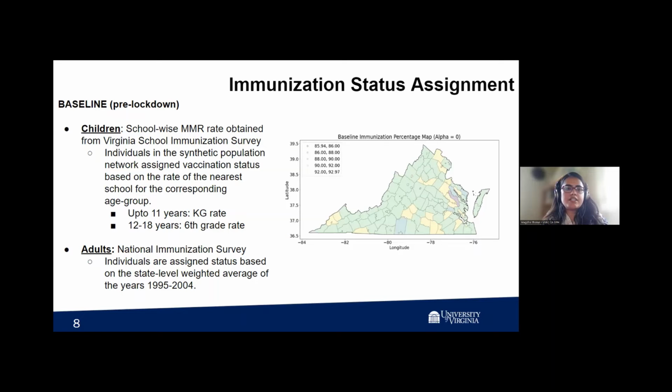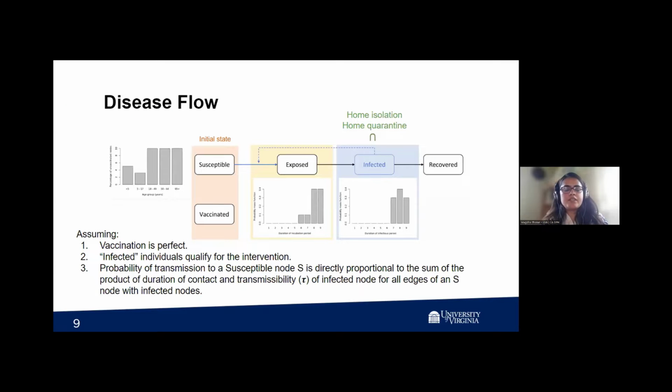Quick mention: in the post-lockdown, we do scenarios of 5%, 15%, and 25% reduction in childhood immunization. That reduction will be uniform random.